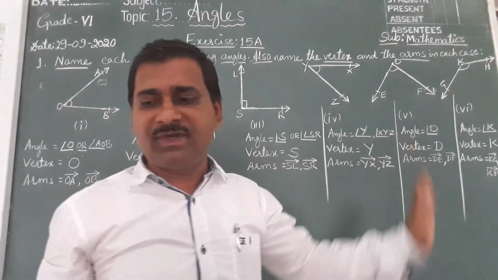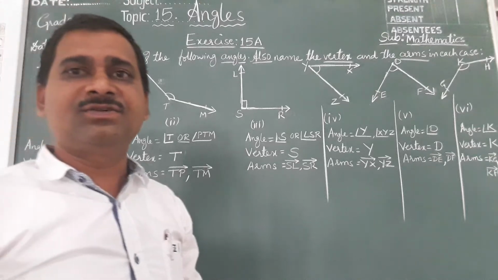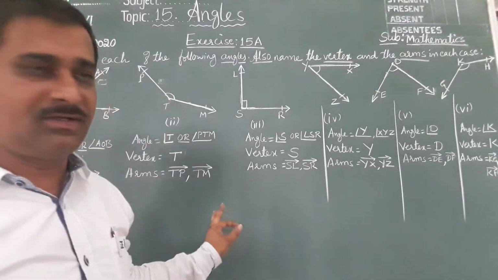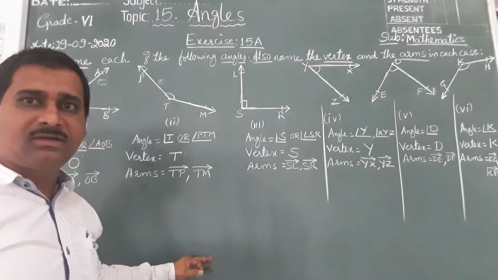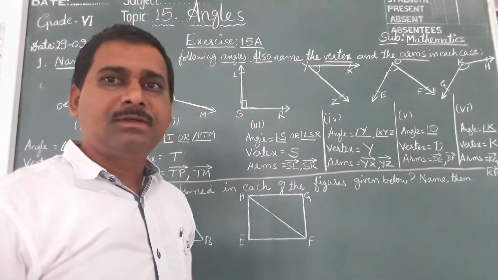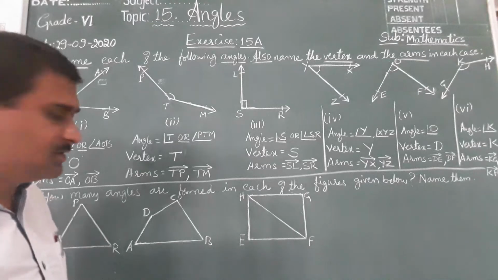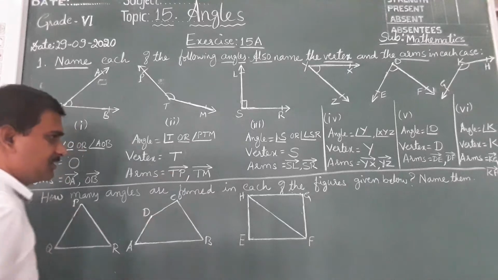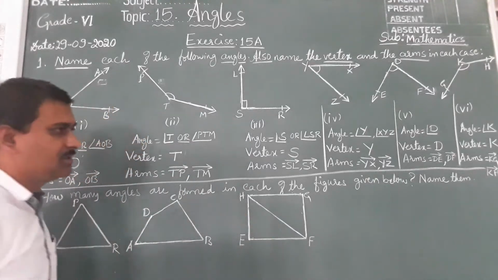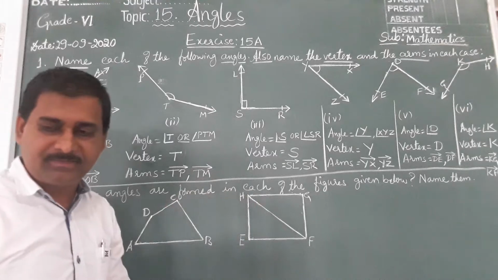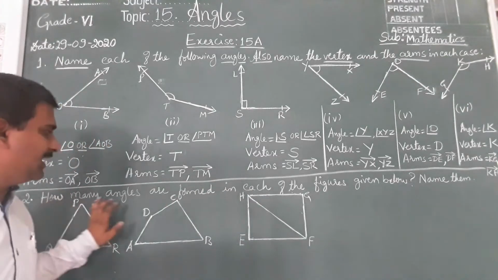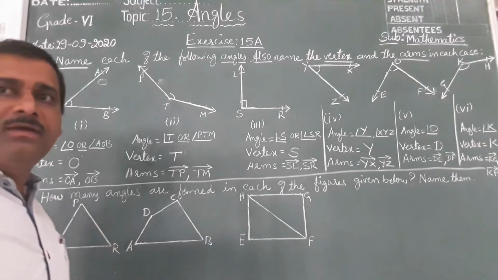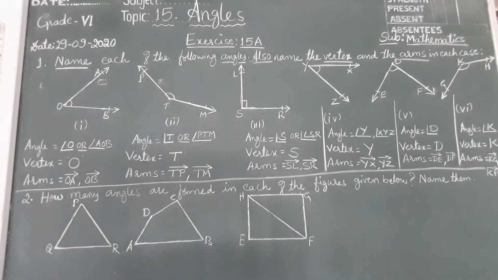So all the times we have done the same thing. So after this, let us go to the second question, children. Children, this is once again a very easy question. How many angles are formed in each of the following figures given below? Name them. We should write how many angles are there and we can name them also, right? We are doing recording here for the class.